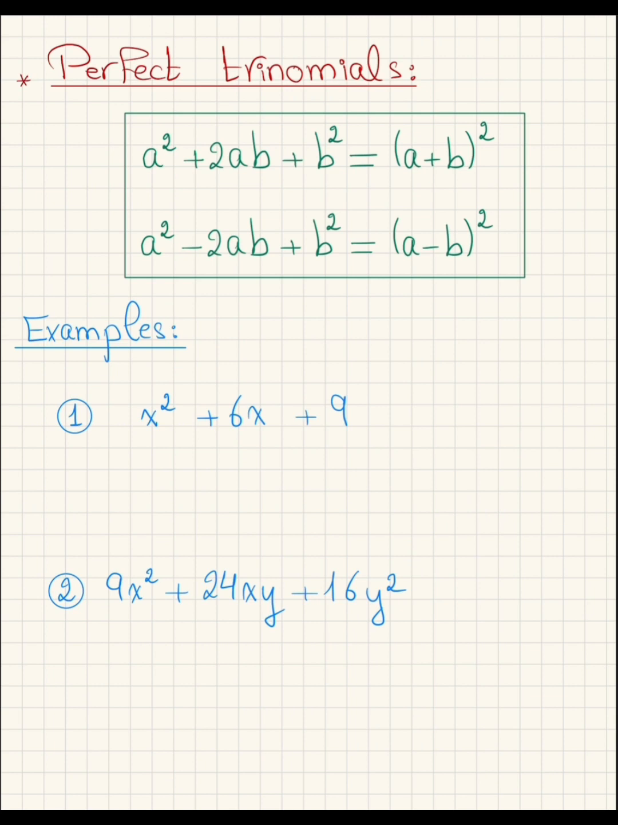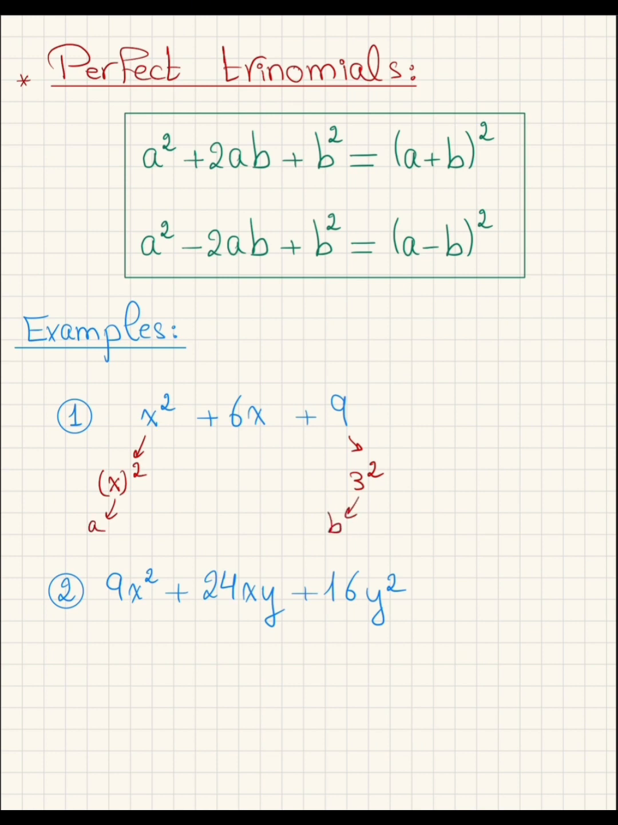So let us check if it is a perfect trinomial. It has to look like a squared plus 2ab plus b squared. And x squared is x to the power of 2. What about 9? It is 3 to the power of 2. So the first and the last terms are perfect squares. That's the first condition, which means this is supposed to be our A and that is our B.